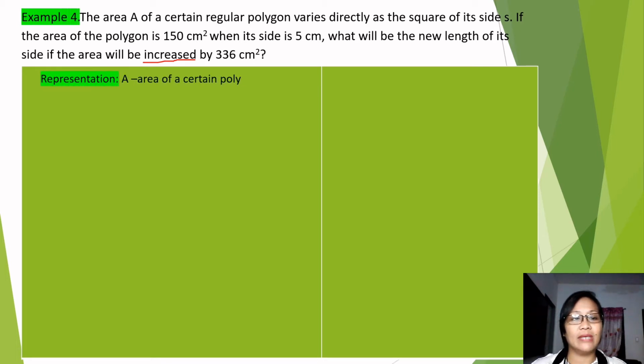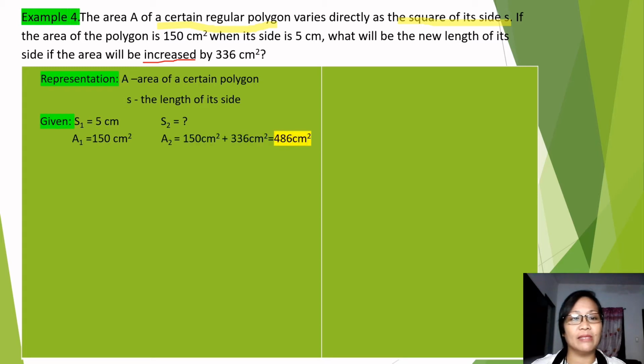A is equal to the area of a certain polygon, S is the length of the side. Given S sub 1, we have 5 centimeters. A sub 1 is 150 centimeters squared. For S sub 2, unknown. And for A sub 2, we have 336 centimeters squared plus 150 centimeters squared. Why? Because of the word increase. So we're going to add these two, and our A sub 2 is 486 centimeters squared.